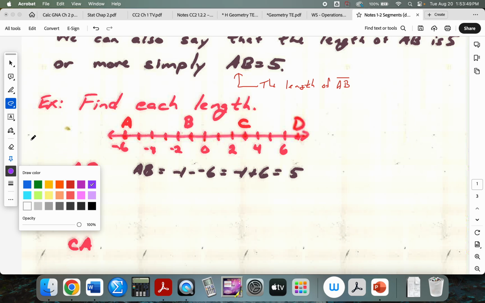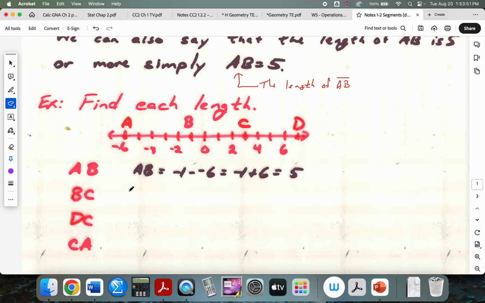So let's do the next couple. For BC, B is at -1 and C is at 3. Which one should I do first? The 3, because it's further to the right. So 3 minus -1. That's the same thing as 3 plus 1. That distance is 4.